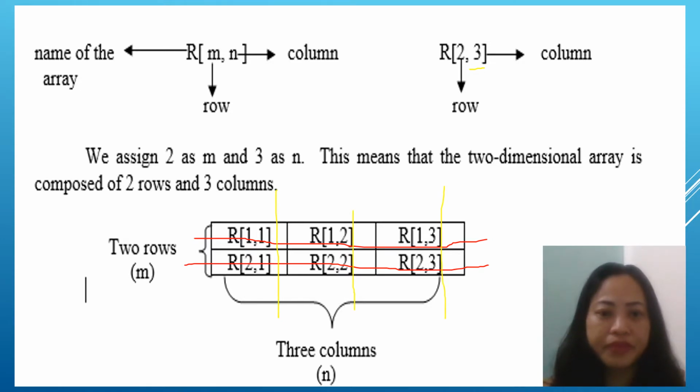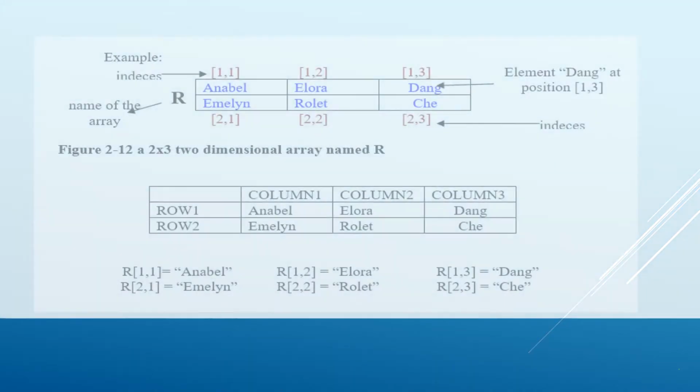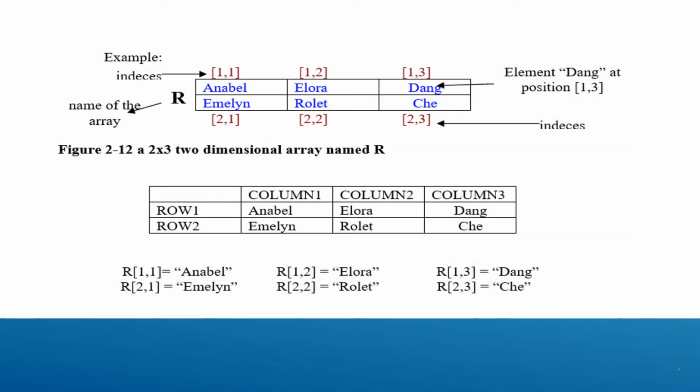So we have here an example having 6 elements: Annabelle, Laura, Dang, Emily, Rolette, and Che. Now, each element is stored in a row and a column. The intersection of the row and the column pertains to the element of a two-dimensional array. We have to refer to that element using the row number and the column number. As you have noticed, we have here Annabelle.